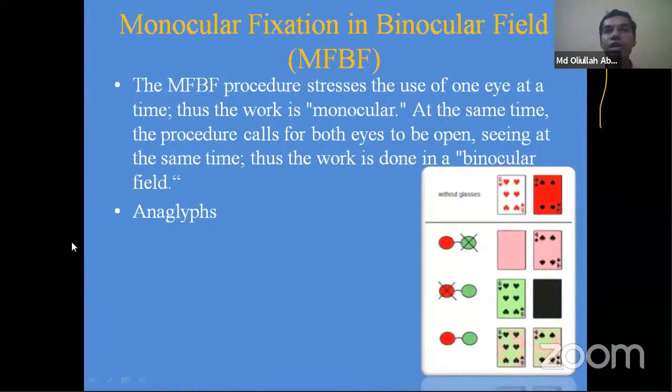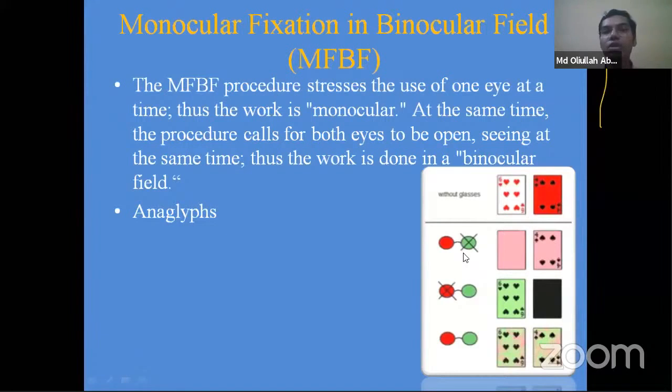To induce MFBF, the commonly used method is anaglyphs. You can have red and green, or red blue, red cyan anaglyphs, or you can have Polaroids. You can have active 3D glasses. So all these things are possible to induce this concept. So what exactly does it do? If you see, without glasses, this card is showing that one eye has a white background and the other a red background.